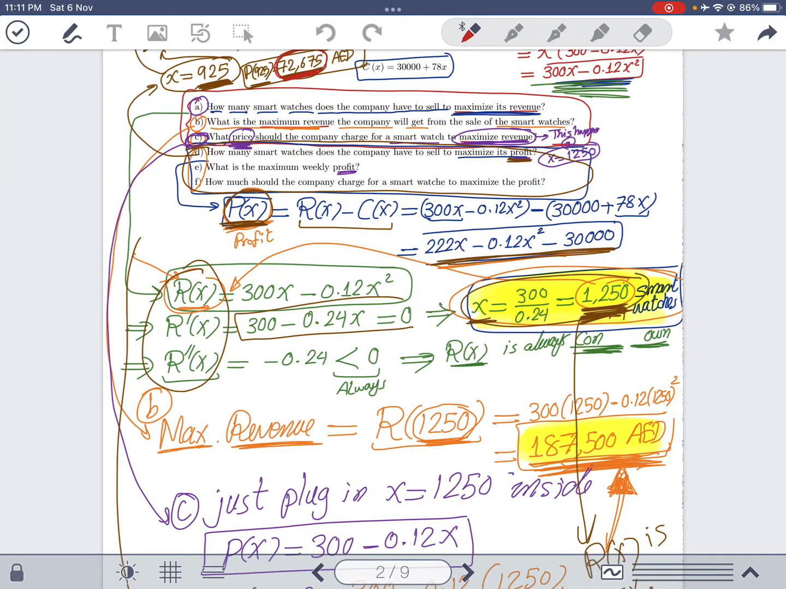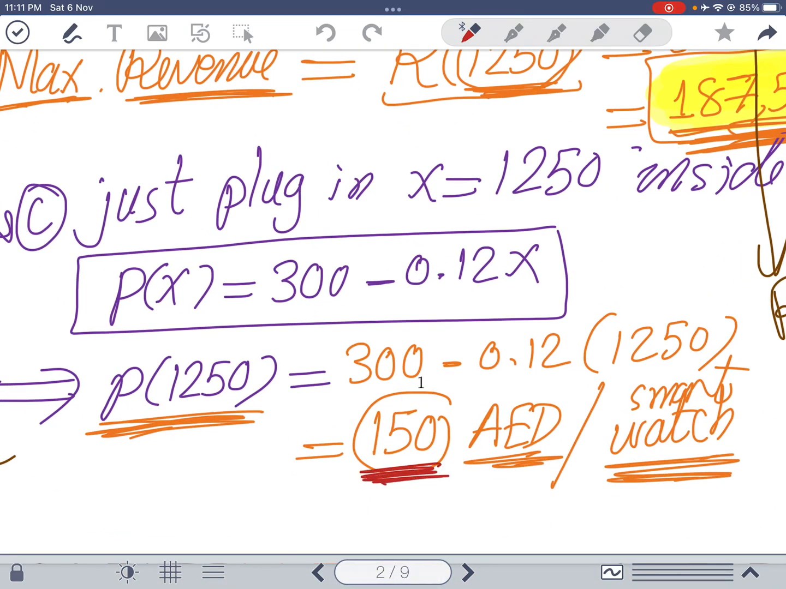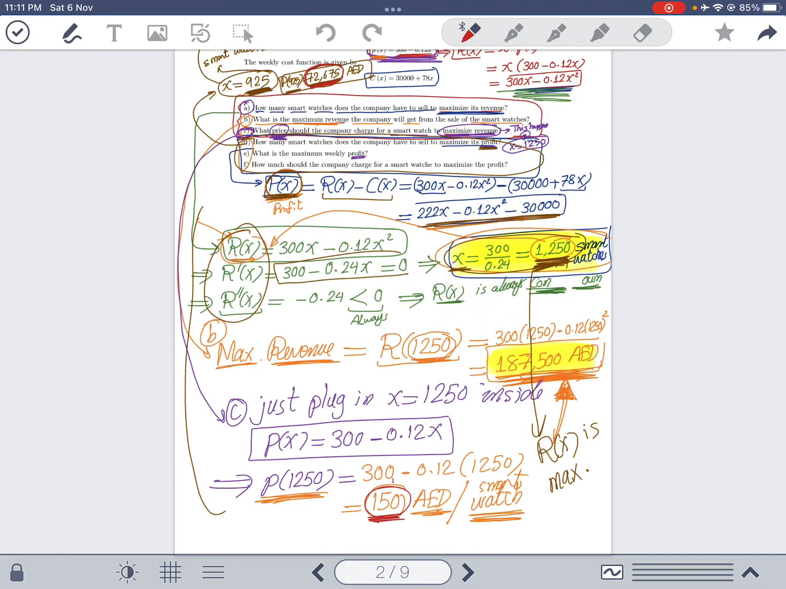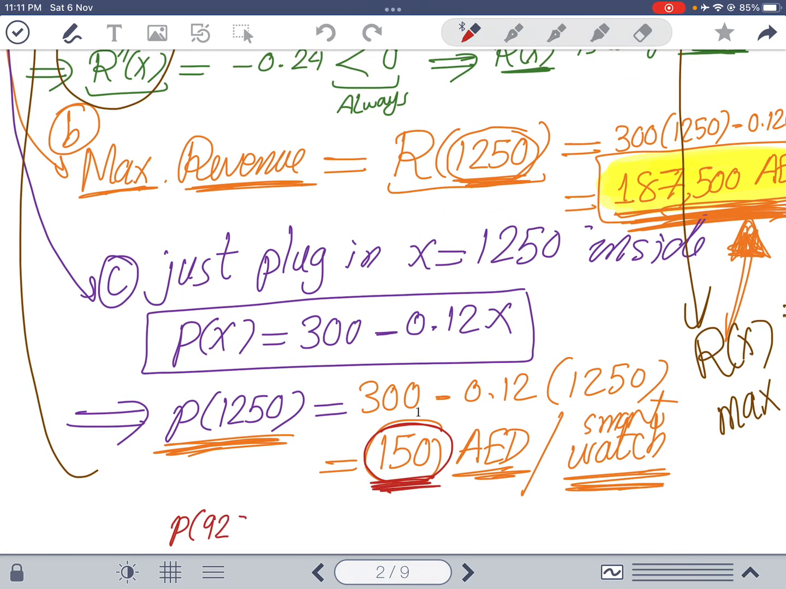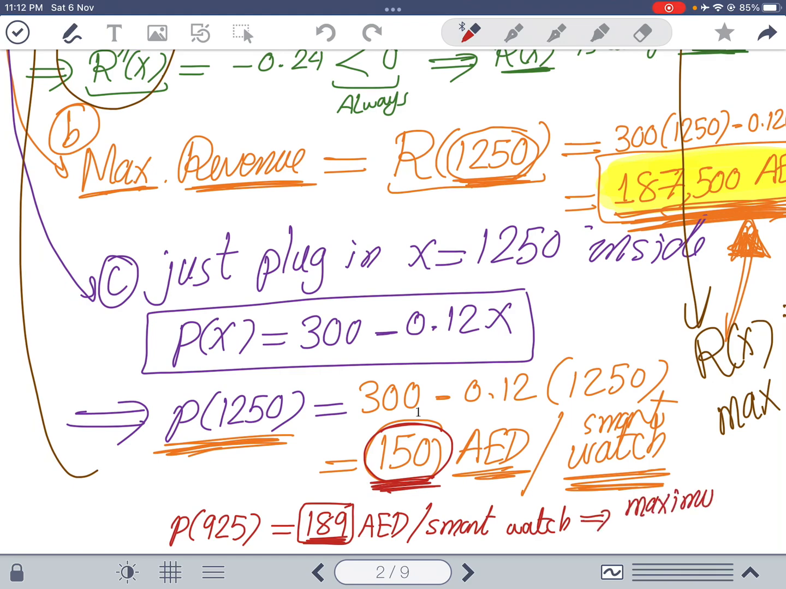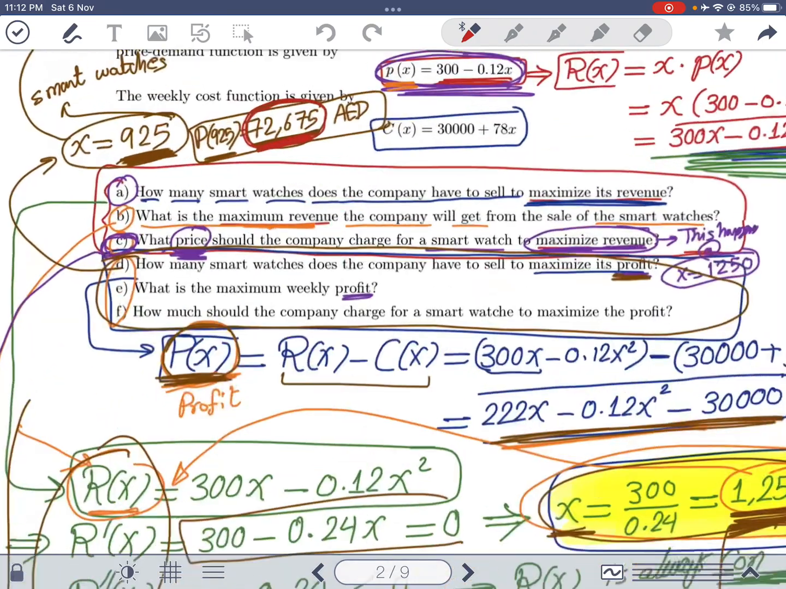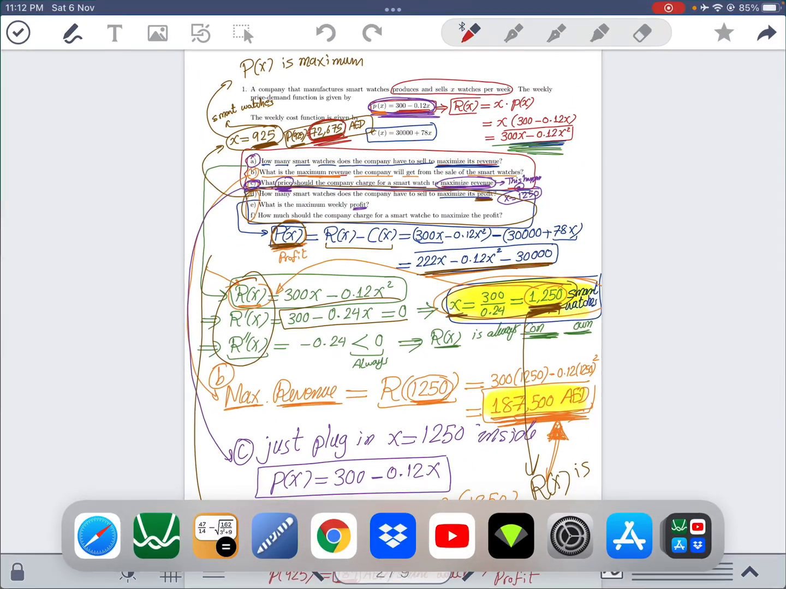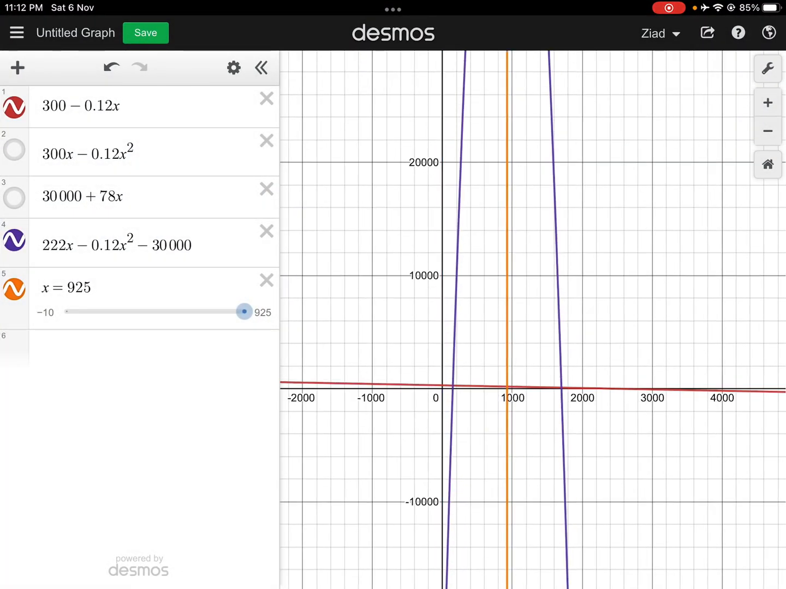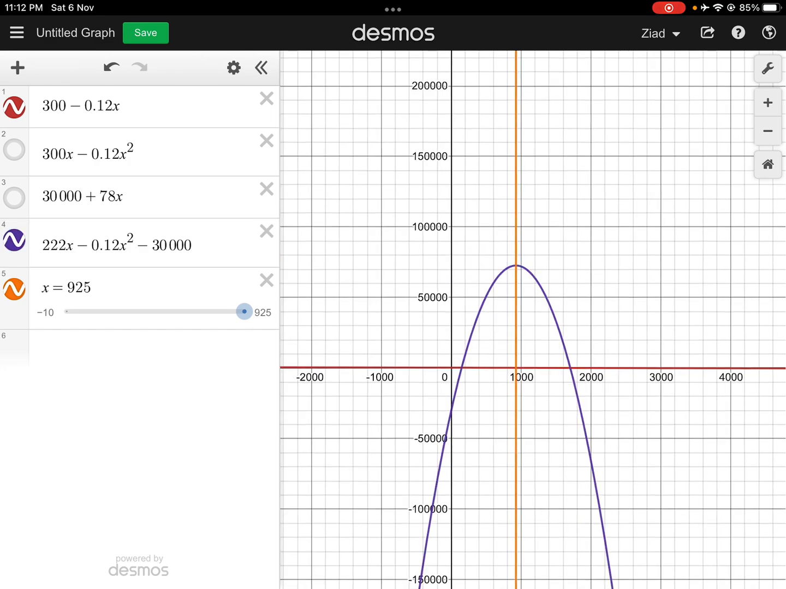So here you need to also say, just like if you remember, the company needed to sell each watch at a price of 150 to maximize revenue. But now what we're saying is that P of 925, you will get 189 dirhams per smartwatch. But what would this do? This will be the price per watch that will maximize the profit that you get, and it will be 72,000. Remember, 72,000 something. Yeah, 72,675. Very nice. And is there anything else that you need to know here? That's it, I guess. We solved everything.